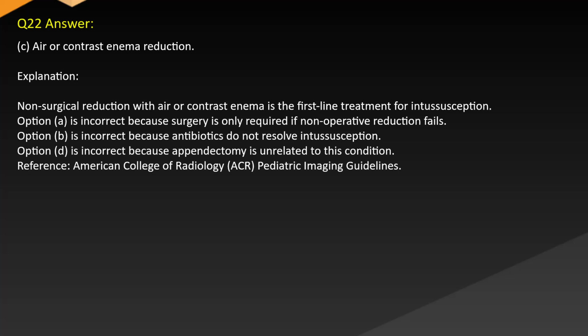Answer C. Air or contrast enema reduction. Explanation: Non-surgical reduction with air or contrast enema is the first-line treatment for intussusception. Option A is incorrect because surgery is only required if non-operative reduction fails. Option B is incorrect because antibiotics do not resolve intussusception. Option D is incorrect because appendectomy is unrelated to this condition. Reference: American College of Radiology, ACR Pediatric Imaging Guidelines.